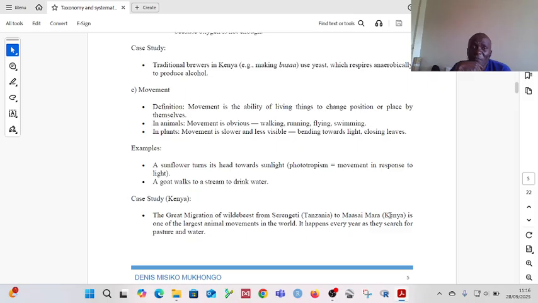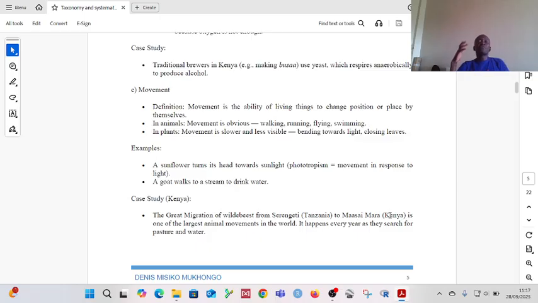The other characteristic of a living thing is movement. In this case, movement refers to the ability of living things to change position or place by themselves. It is not that the wind comes, blows, and pushes something; no. It has to be the ability of that living thing to change position, to move from one place to another by itself.